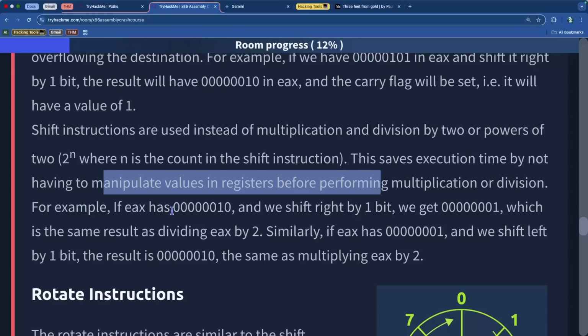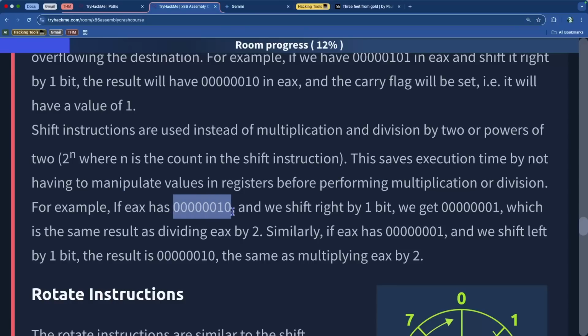For example, if we have this that ends in 10 and we shift it to the right by 1 bit, we get this that has the 1 at the very end, which is the same result as dividing EAX by 2. Similarly, if EAX has 1 at the very end and we shift it left by 1, the result will end up being this, which is the same as multiplying it by 2.